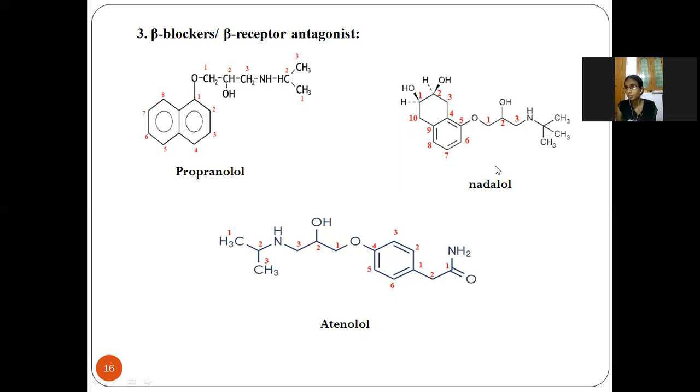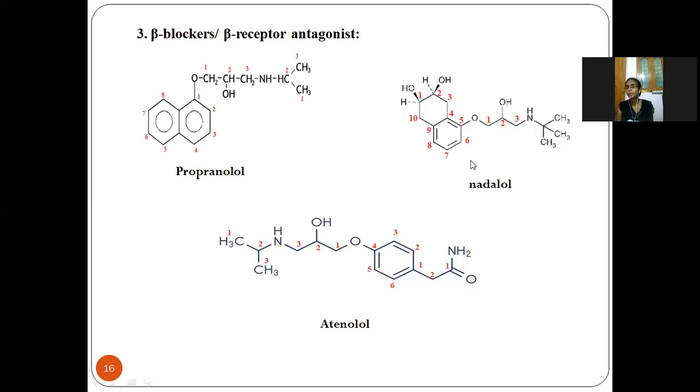Nadalol. If you see the structure here, two 6-membered rings are there. And at the first position and second position, two hydroxy groups are attached. In the fifth position, oxygen is there. And this oxygen is attached to 3 carbon atoms, which means propane. At the second position, a hydroxy is there. And the third position is attached to the amide group and 3 methyl groups.